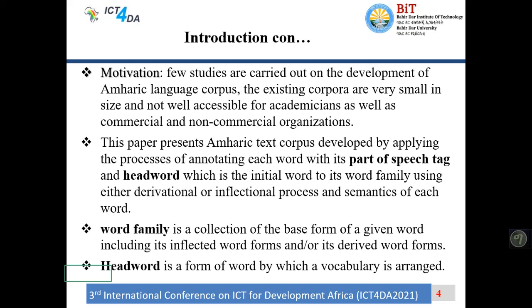This paper presents the Amharic text corpus developed by annotating each word with its part of speech tag as well as headwords, which is the initial word of its word family. A word family is a collection of the base form of a given word, including its inflected and derived word forms. A headword is a form of word by which a vocabulary is arranged.